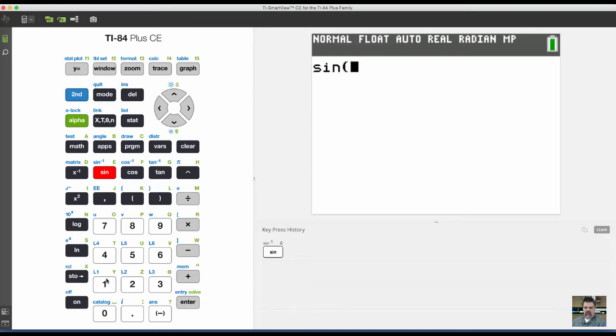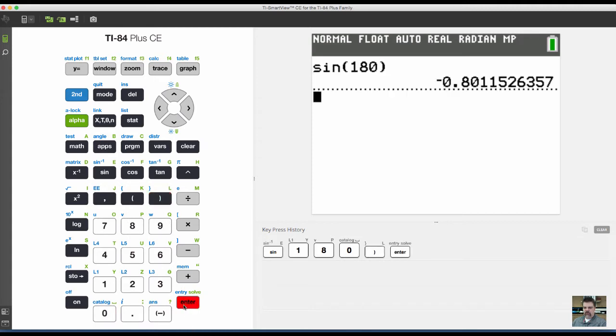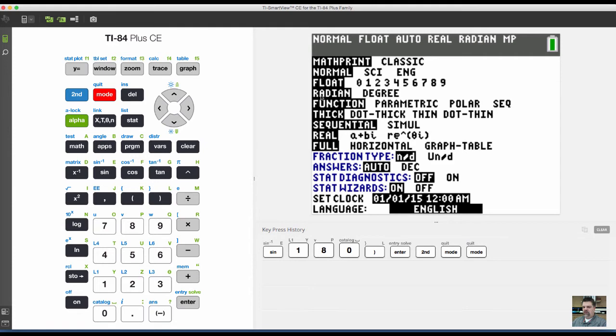In other words, if I have a trig function and I say sine of 180 degrees, and then I see that the answer is not quite what it should be, I'm probably in the wrong mode. So if I hit the mode button, I see that I'm not in degree mode. I'm actually in radian mode. So I use the cursors and wait till degree is highlighted and then hit enter.